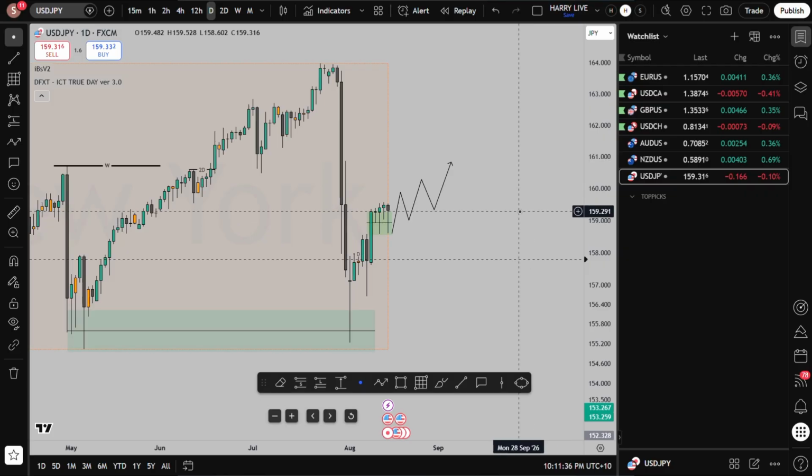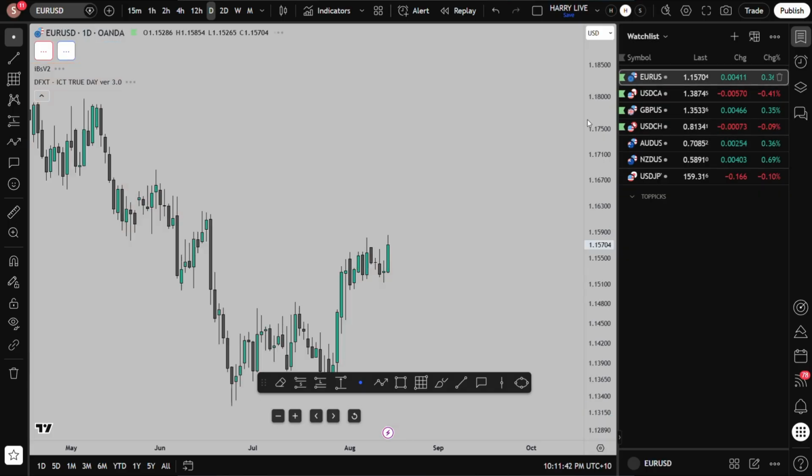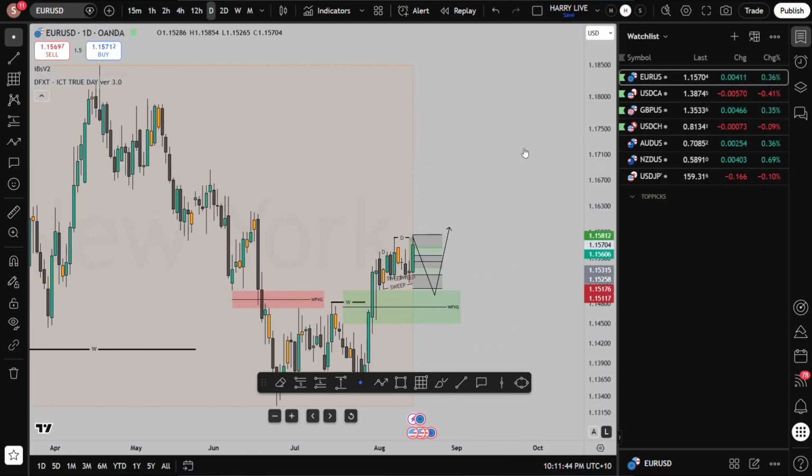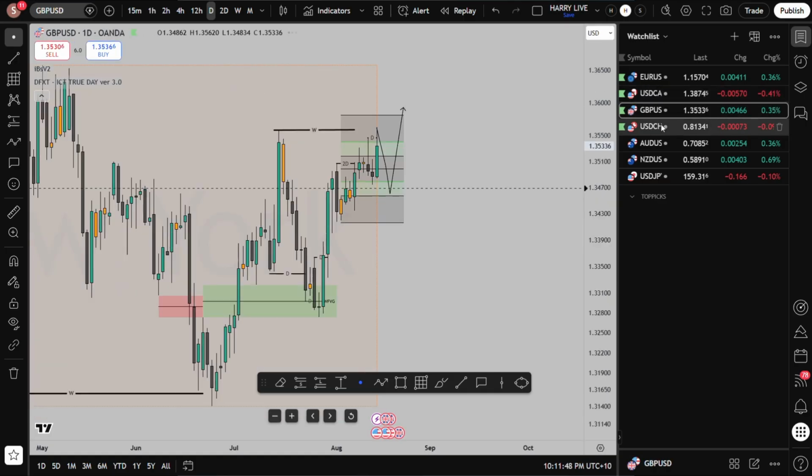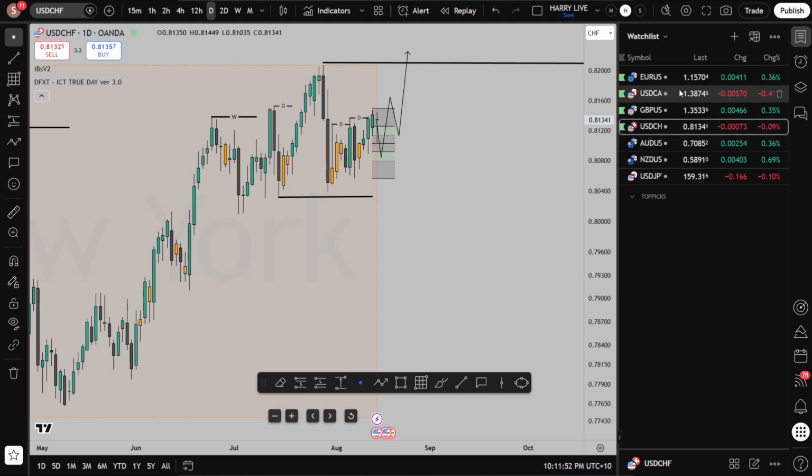So that's all guys, that's all the pairs for the next week, and these are our top picks. EURUSD is a little bit clear, USDCAD is clear, GBPUSD is clear, USDCHF is clear, and these will be our top picks. These four will be the top picks for the next week.